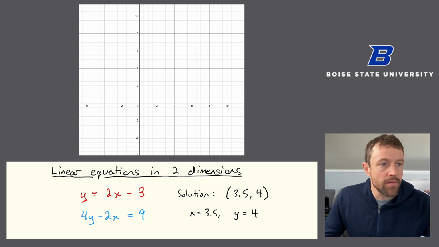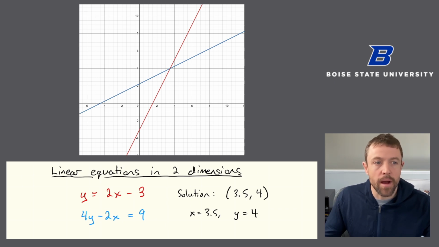Let's look at the graph. This was y equals 2x minus 3. This is 4y minus 2x equals 9. And if I draw this point, (3.5, 4), this point is at the intersection of this linear system. So in fact, this is the only solution to the linear system. It's the only value that makes all of them true.